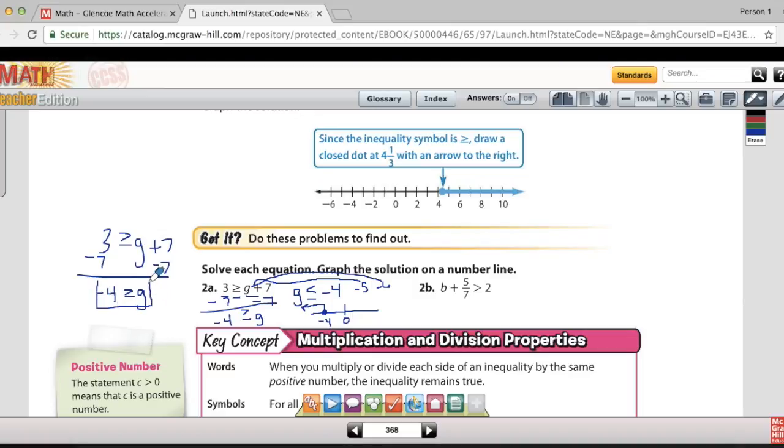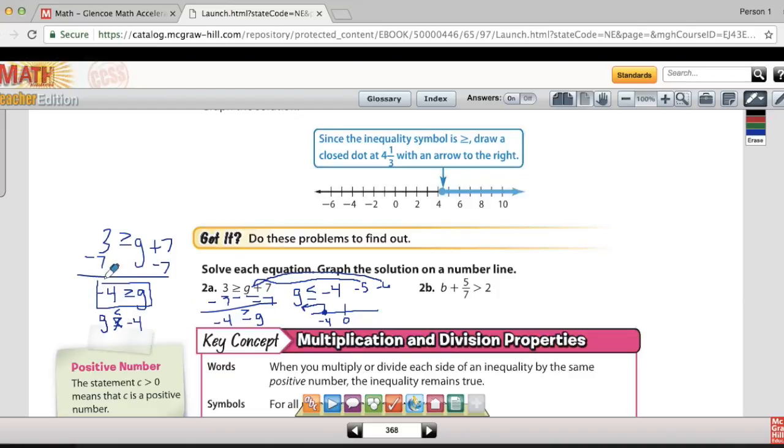makes students confused, or in my case, I just like to have the variable first. So I'm going to put the g there, but I'm going to flip my sign around to make sure that I include the numbers to the left.